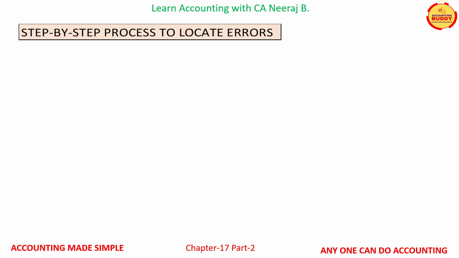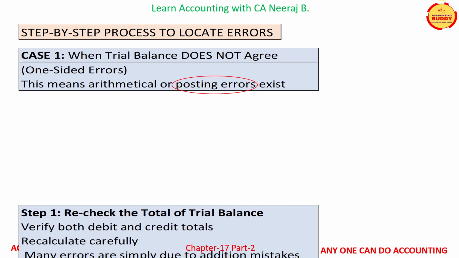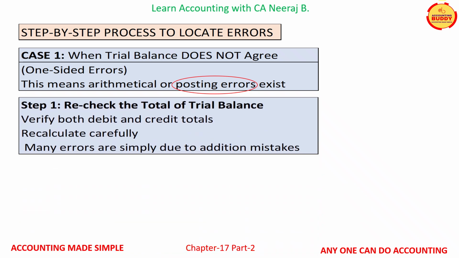In this slide, let us learn the step-by-step process to locate an error under various situations. Let us take case 1 when the trial balance does not agree and there is a one-sided error. In such a situation, it means an arithmetical or posting error exists. As step number 1, recheck the total of the trial balance. Verify both debit and credit side totals and recalculate them carefully. Many errors are simply due to addition mistakes.